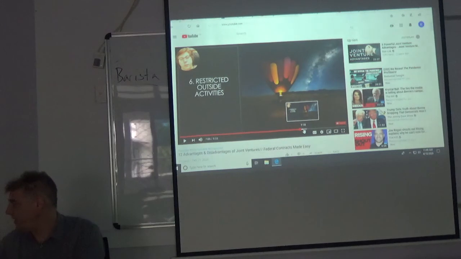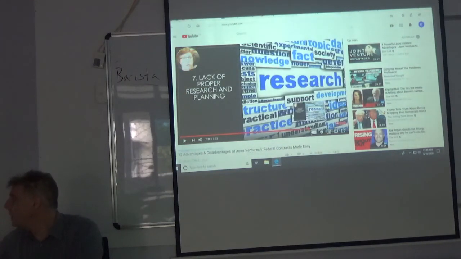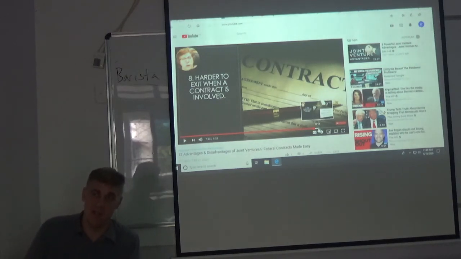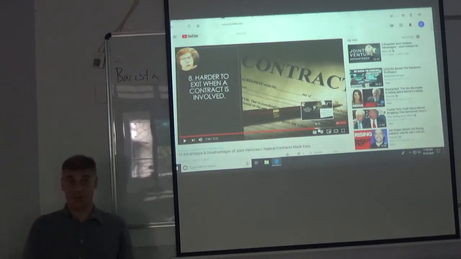Restricted outside activities. So here she's saying that it's not clearly focused, unclear objectives. And then here she's saying that, wait, it's too focused and they cannot do other things other than their goal. They can't both be disadvantages. Lack of proper research and planning. Management, spell management again. Harder to exit when contracts are involved. Maybe, but they could still sell shares to another company if they wanted to. They could sell out if they wanted to.